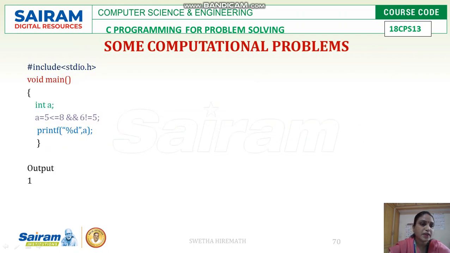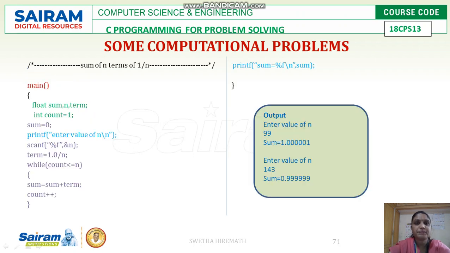This is also one of the examples here: a equal to 5 less than or equal to 8 and 6 not equal to 5. If both these conditions are true, then only we get 1. If any one of these conditions is false, we get the answer 0.